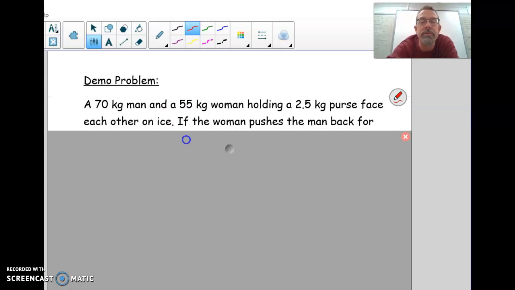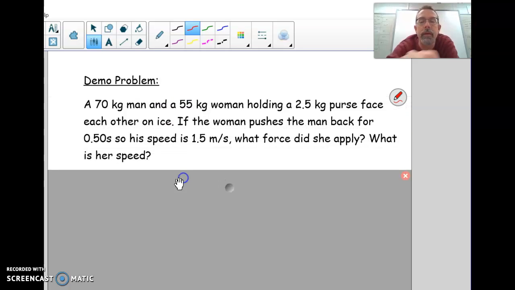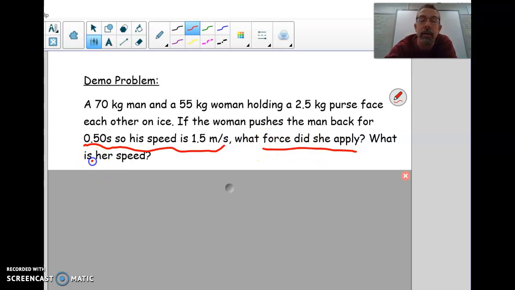So let's look at a demonstration problem. I've got a 70 kilogram man and a 55 kilogram woman holding a 2.5 kilogram purse. They face each other on the ice. The woman pushes the man back for 0.5 seconds. So maybe it's a blind date gone wrong, I don't know, but she's pushing him back. Maybe it's in fun, maybe it's in anger. But his speed is going to be 1.5 meters per second. We can ask what force she applied and what is her speed.